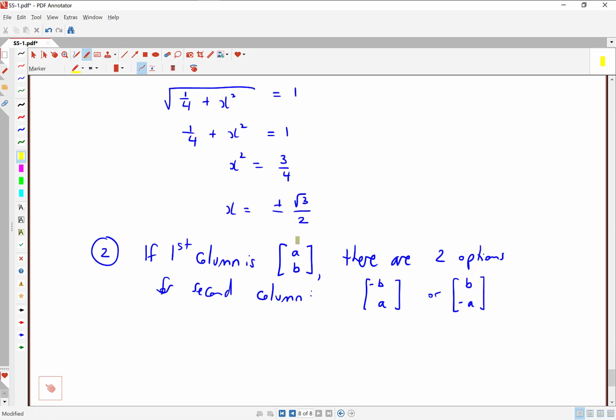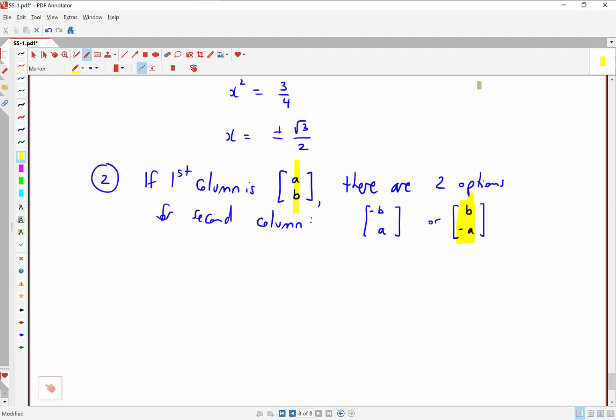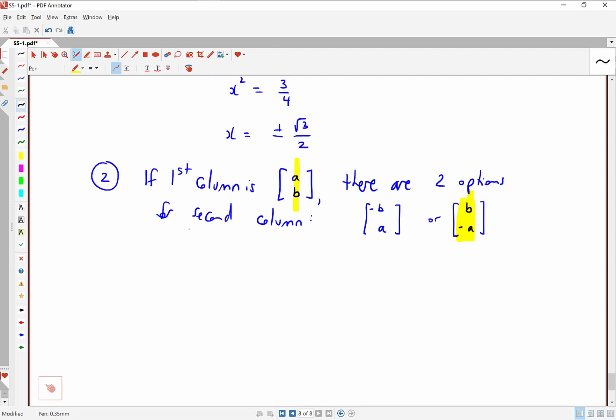So you can just do a little double check here. If you take the dot product of (a, b) with (negative b, a), yep, that's 0. So this is definitely an option for the second column. And you can also check that if you do the dot product of (a, b) with (b, negative a), you get 0. So this is another option for the second column. If you prefer to think geometrically about this, it's just like saying, imagine this is our first column. There are a couple of vectors out there that are going to be orthogonal to that: the (negative b, a) and the (b, negative a).